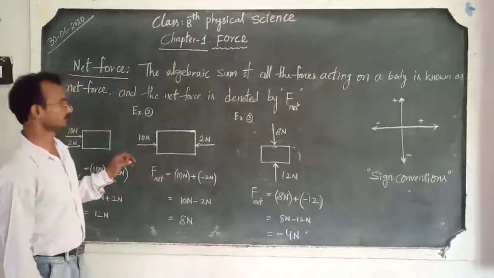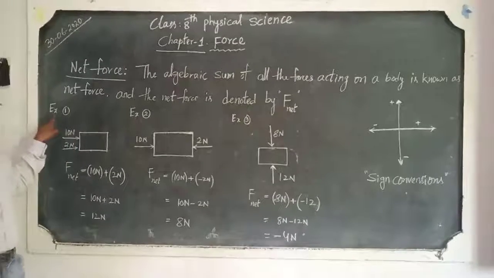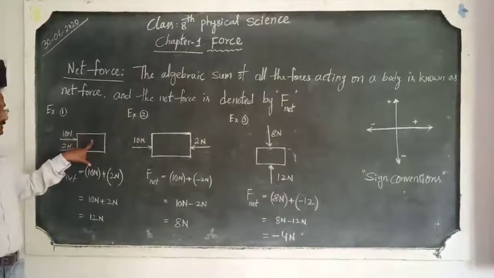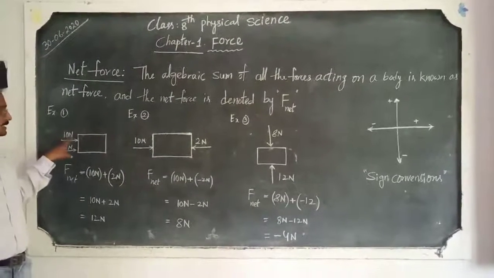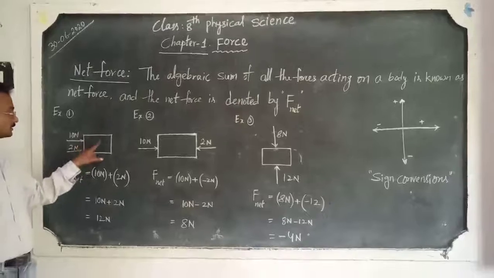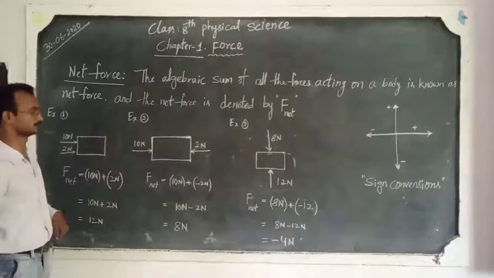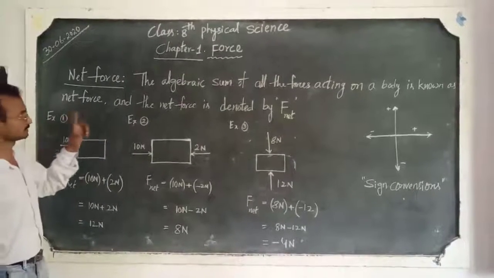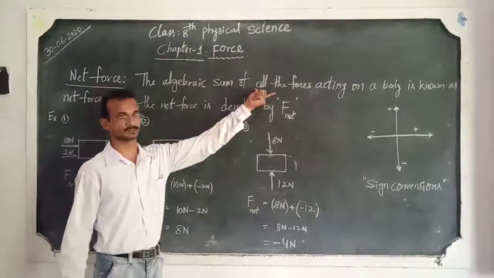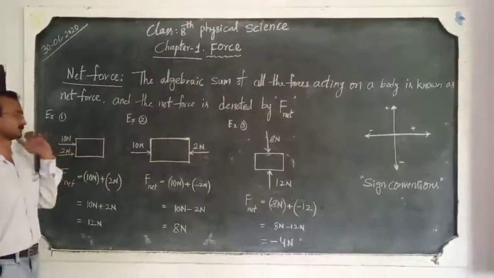Let us consider some examples to find the net force. Let us consider example 1. Suppose it is a block, an object. On this object, there are two forces acting. One is 10 newtons of force, another is 2 newtons of force. These two forces are acting on the block towards the right side. According to the definition, we have to find the algebraic sum of all the forces. If you find the algebraic sum of all the forces, that value is the net force.